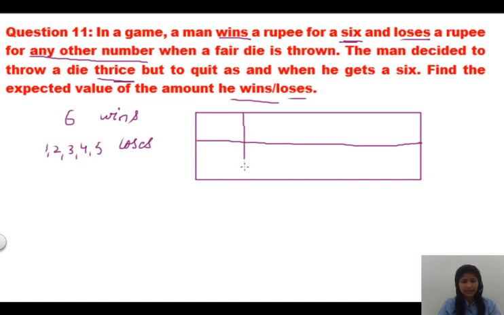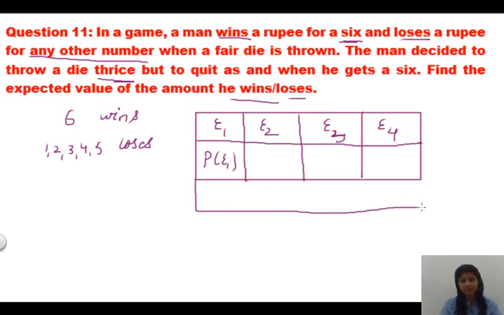So I see there will be 4 cases made. How? The first case will be when he gets a 6 in the first throw. He can get a 6 in the second throw. He can get it in the third throw, or he might not get it in any one of the throws. So what will be the probabilities of the events E1, E2, E3, and E4? So let us just write that. E1, E2, E3, and E4.